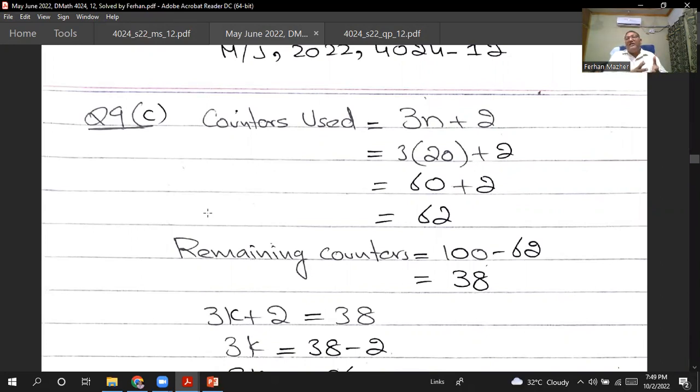Now she has 100 counters. So how many counters are left? It will be 100 minus 62. So 38 counters are left.